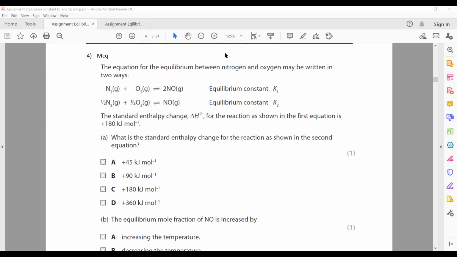Yeah, B is the right answer. Why? Because when 1 mole of nitrogen reacts with 1 mole of oxygen, it forms 2 moles of nitrogen monoxide, and the endothermic reaction absorbs plus 180. But now half moles are there and you're forming 1 mole. So how much energy will it absorb? It will absorb 90 kilojoule per mole.